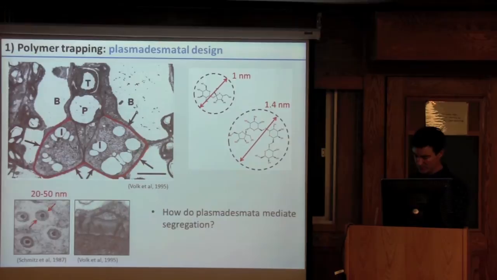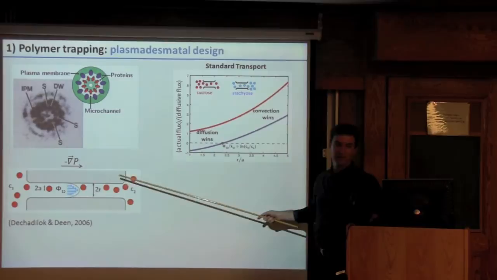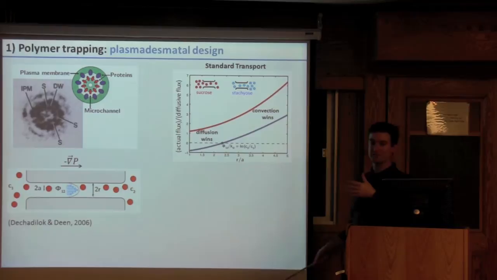So we're going to try to build a simple model, and this is partly to check an idea that Bob first mentioned to us in our first conversation, which is that partly this could be hydrodynamic selectivity, okay? We're going to have a pressure gradient, a water potential gradient in particular, between the mesophyll and the intermediary cell, and this is going to drive a convective flow through that same pore through which sucrose and stachyose are trying to diffuse.